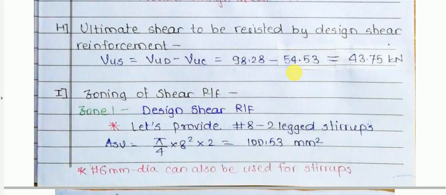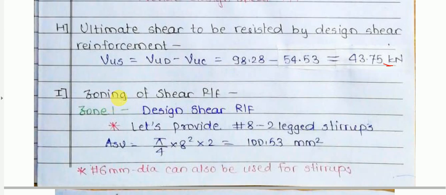How to provide that design shear reinforcement? So the next step is the design shear reinforcement, which means the ultimate shear to be resisted by the shear reinforcement, that is VUS, needs to be calculated. It is equal to VUD minus VUC. So VUD was 98.28 and this VUC we are getting 54.53. So this is that VUS. For this VUS, now the spacing will be calculated and the zoning is to be considered.